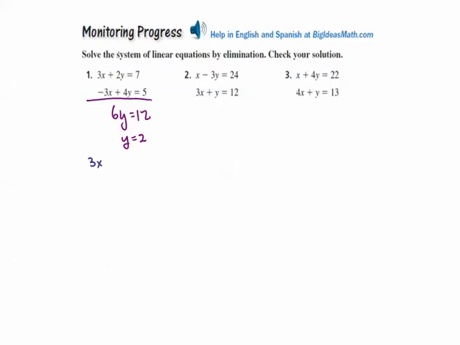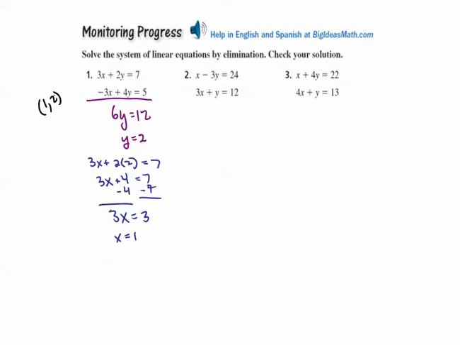So 3x plus 2 times y, which is 2, has to equal 7. 3x plus 4 equals 7. Subtracting 4 from both sides gives me 3x is equal to 3, or x is equal to 1. Now, I have an x and a y, so I'm going to record my solution.